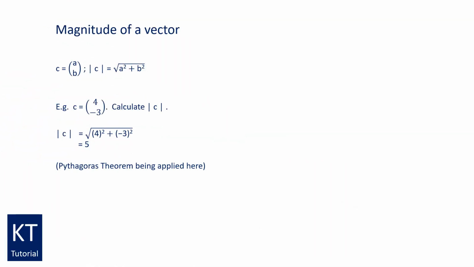In the case of when C represents the column vector (a, b), the magnitude of C is equal to the Pythagoras of the values a and b. For example, when C is the column vector (4, -3), the magnitude of C is 5, leveraging on the Pythagoras theorem.